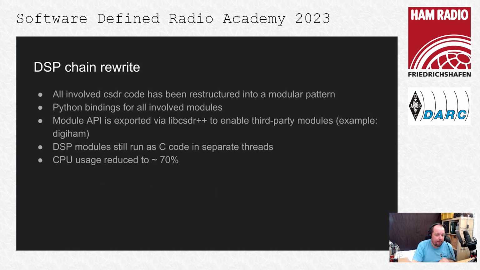The modules are now exposed in the form of a Python API. What you've seen before, that was Python code. So you can now instantiate the modules directly from Python instead of having to call a shell command. The module API is also exported for reusability. The library is called libcsdr++ because it's written in C++. And it's also written in a way that should make it easy to use in third-party modules. And I've also included an example.